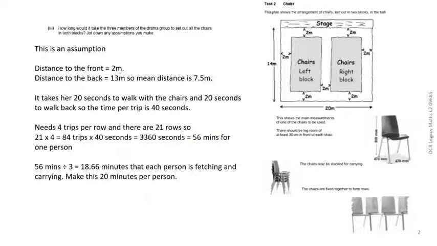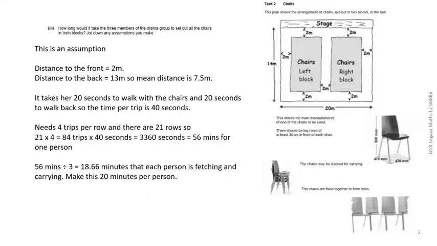Okay. We have another one here. How long would it take 3 members of the drama group to set out all the chairs in both blocks? Jot down any assumptions. So this question is a bit freewheeling, really. This is the way I'd work it out. Distance to the front is 2 meters, and again, I'll take this from the guidance of the answer scheme. Distance to the back is 13 meters, so your average distance is 7.5.